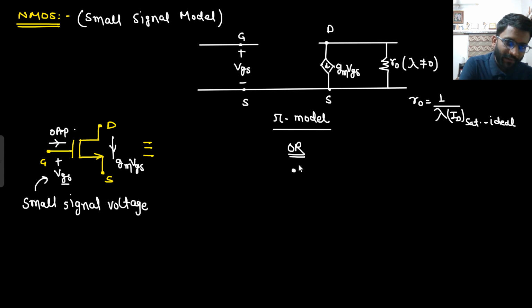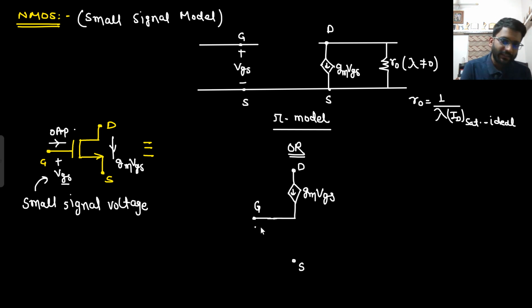Here I am drawing drain. One thing I know, that from drain GM-VGS current is flowing. From drain it is going towards source. Let's assume I call this one as gate. From gate there is no current, I know one thing. And let's assume this is my source. So let's connect this.